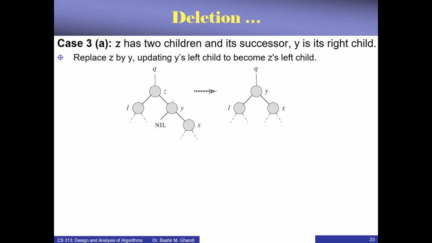So this is very easy to do. All you have to do is promote this Y to replace the Z. Okay, so the left child of Y, which is presently null, will actually point to the left child of Z, and the parent of Z will point to Y directly. So this is the result you're going to get.